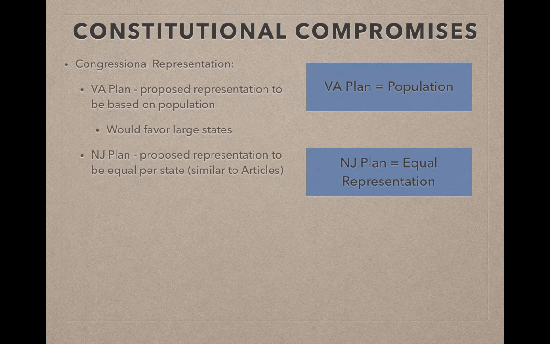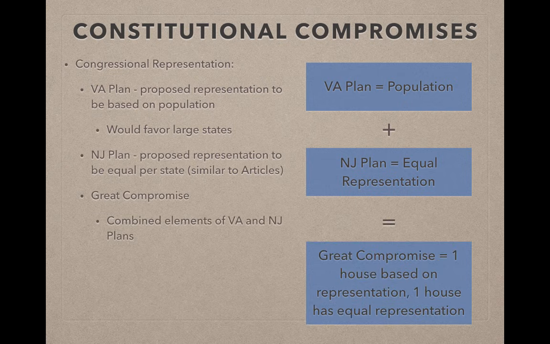New Jersey proposed representation to be equal per state. They were afraid of smaller states, population-wise, being outnumbered by larger states. So they proposed something that's similar to the Articles of Confederation. A compromise is reached known as the Great Compromise, and this combines elements of the Virginia and New Jersey plan.